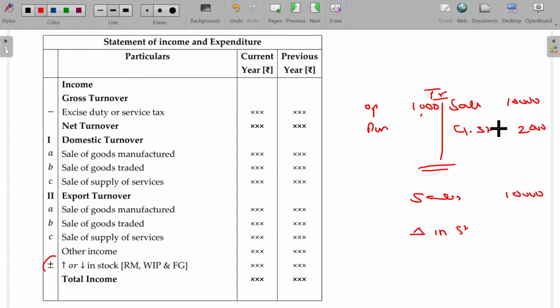If the closing stock is increasing, what happens to the profit? Profit increases, right? So it should be addable. The difference is addable in vertical format. If the closing stock is lesser, you have to subtract. See here, plus or minus, either increase or decrease in stock. What sort of stock? Raw material, work in progress, and finished goods.